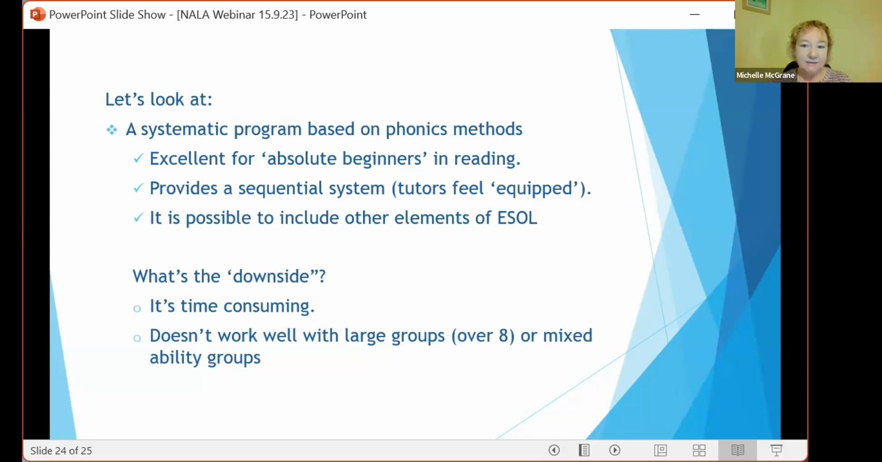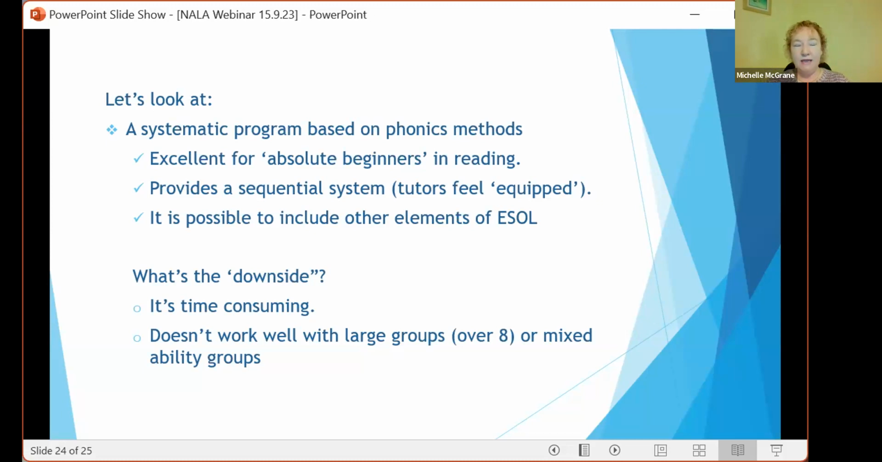The downsides: it can take a lot of time. And if you have a group of 15 students with mixed abilities, 2 hours a week, it's going to be very difficult to get very far with a phonics-based approach, especially if they have different levels and some can read and some can't. So from a practical point of view, it can be difficult in certain contexts. Also, with very large groups, I have found it's quite difficult. It doesn't lend itself well to very large ESOL groups.